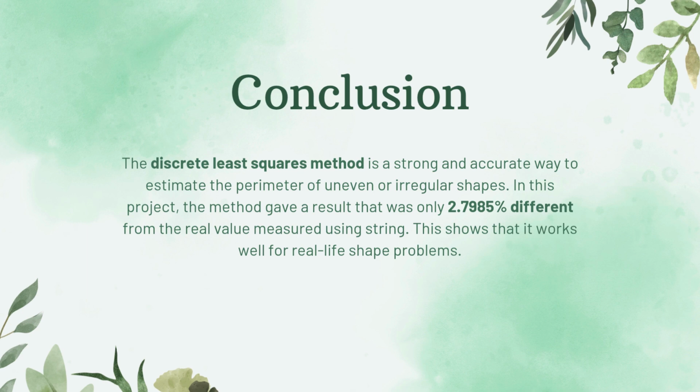The discrete least squares method is a strong and accurate way to estimate the perimeter of uneven or irregular shapes. In this project, the method gets a result that was only 2.7985% off from the real value measured using string. This shows that it works well for a real-life shape problem.